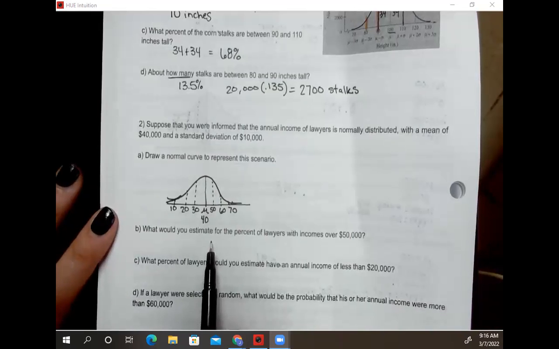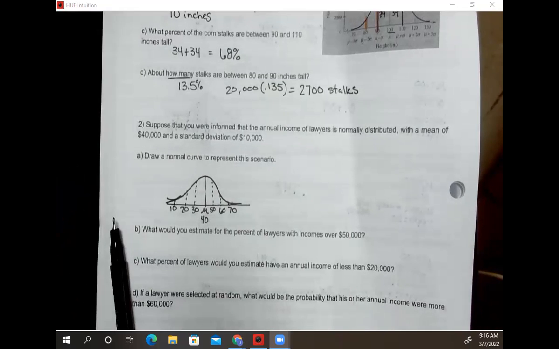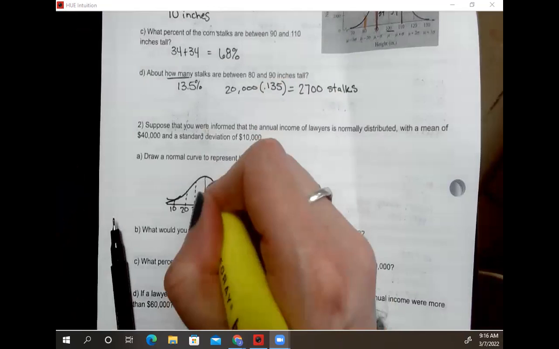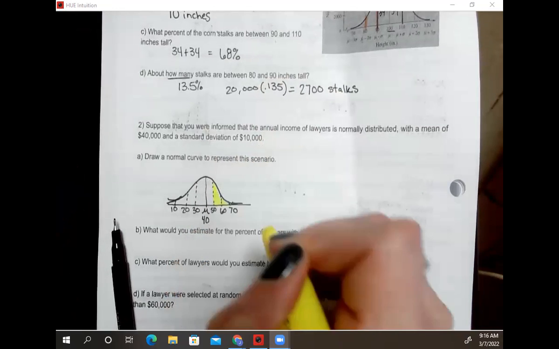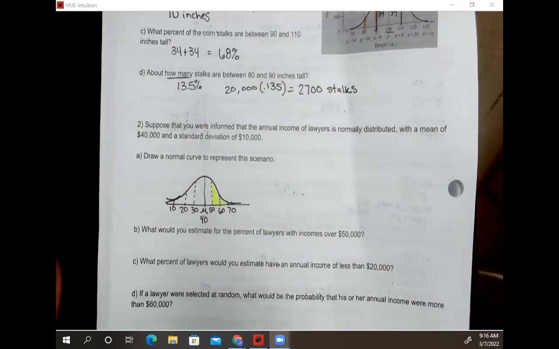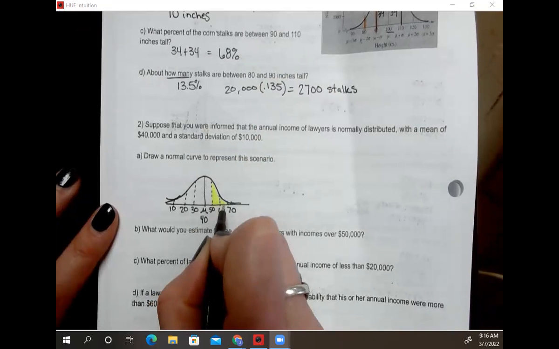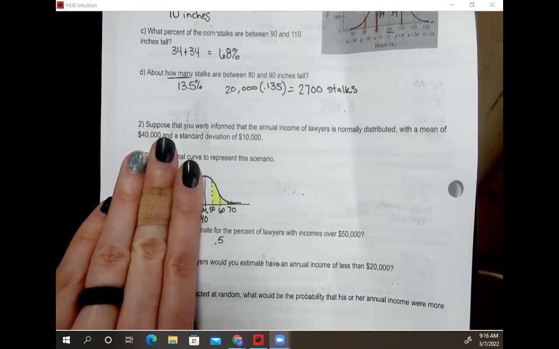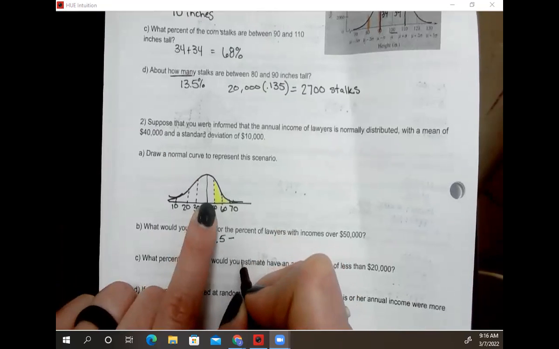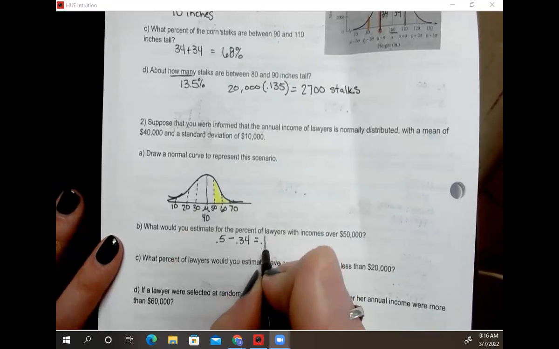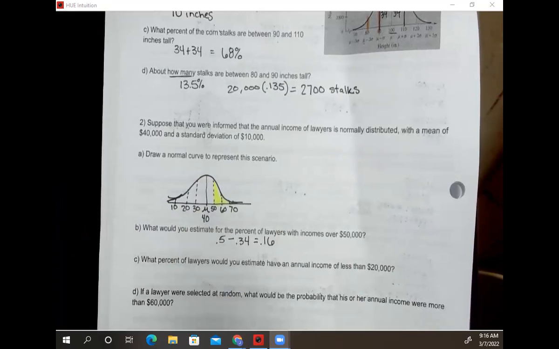What would you estimate for the percent of lawyers with incomes over $50,000? Let me do some color coding here so we can take a look at what we're seeing. Over 50,000 would be 50,000 or greater. So those are my top 2 pieces of that curve. I could take these 2 pieces and add them up, or I could use the fact that my curve is symmetric and take the top half of the curve, and subtract off the piece I don't want, subtract off the 34%. You're going to get the same thing either way. I'm just showing you a different approach if you'd like.